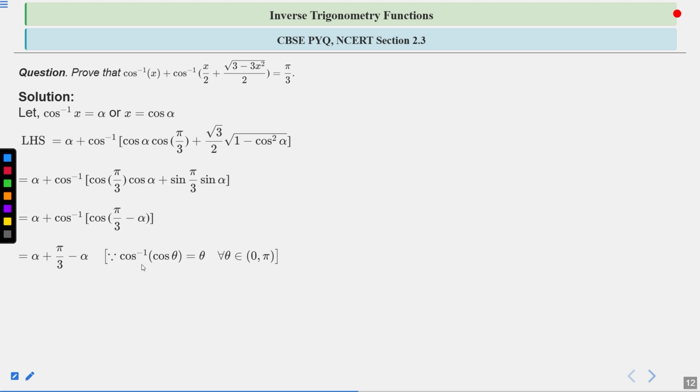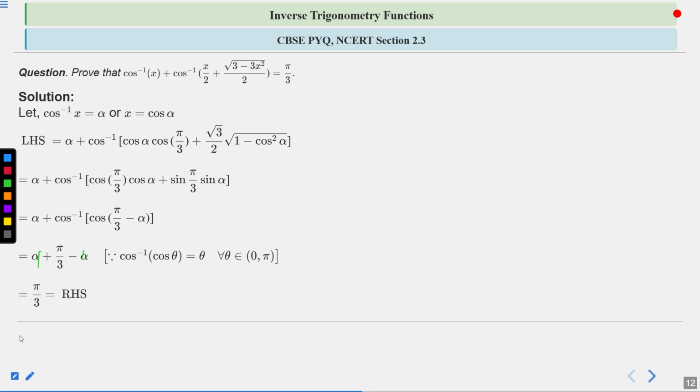We can write it as pi by 3 minus alpha, because we know that cos inverse cos theta will be equal to theta for all theta belonging to 0 to pi, right? Therefore we can write it as alpha plus pi by 3 minus alpha, and this alpha and this alpha will cancel out, and it will be equal to pi by 3, which is equal to RHS. Got it? Clear?